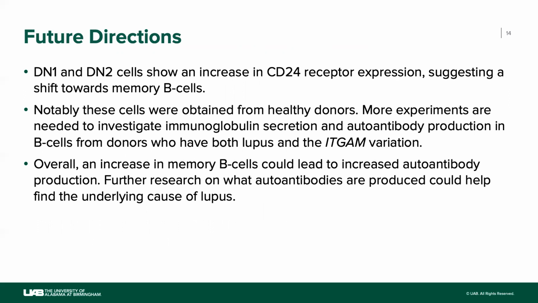But overall, an increase in memory B cells could lead to an increased autoantibody production, and further research on which kind of autoantibodies are produced could help us find the underlying cause of lupus.